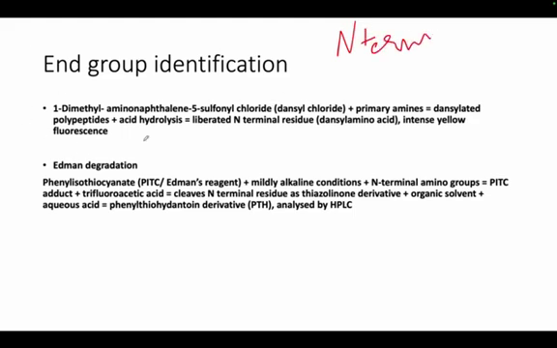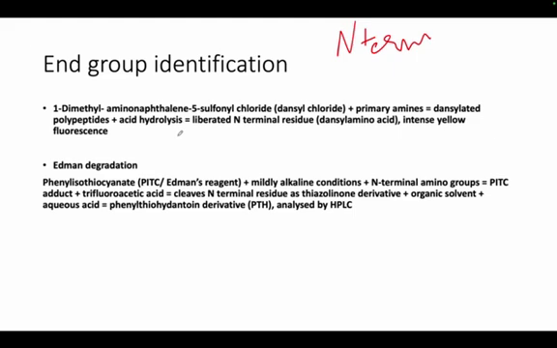One is by labeling it with dansyl chloride, which is basically an abbreviation of this molecule, 1-dimethylamino-naphthalene-5-sulfonyl chloride. When this reacts with primary amines, it will attach to the N terminus of the polypeptide chain. And upon acid hydrolysis, the polypeptide chain will be broken at each peptide bond.